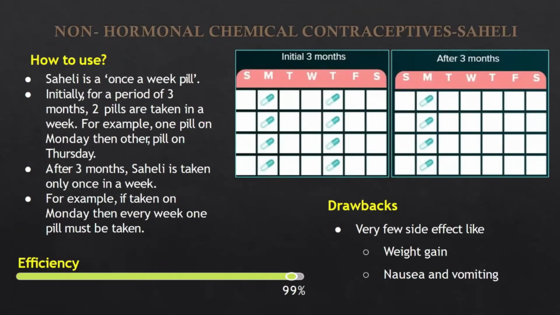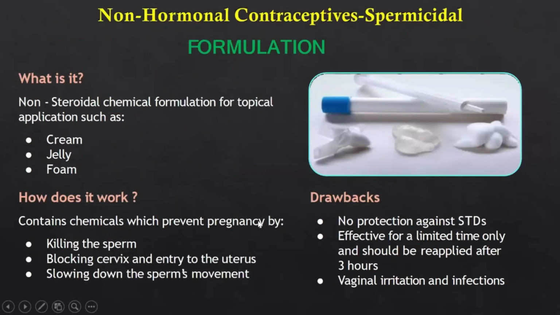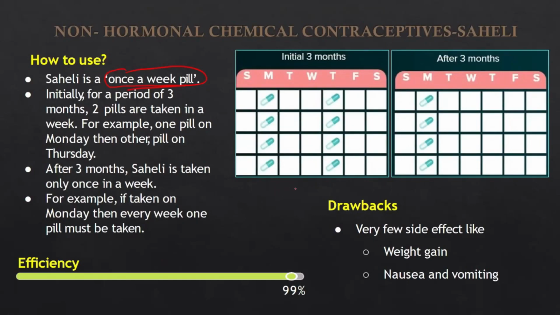So how to use this drug? It is taken once a week, remember this. Initially, when the female starts using this drug, for the first 3 months it is given twice a week, on Mondays and Thursdays. Once the effective concentration has been reached after 3 months, it is given once a week. You can call this a loading dose, and then the dose which is given to maintain the optimal concentration is just one pill every week. So 2 pills are taken in a week for the initial 3 months, and after that it continues with a single pill in a week. If the patient takes it on Monday, the other pill will be on Thursday.